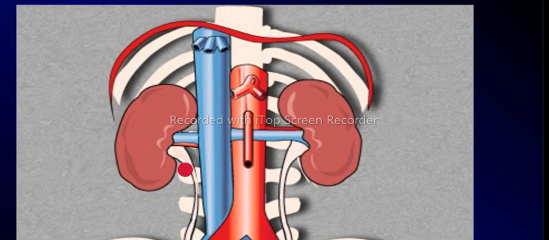Then this is your IVC, I've already talked about it, and then you have your diaphragm there. The diaphragm separates the thoracic cavity from the abdominal cavity. Then, of course, the white in this image is representing bone. So you have the ribs posteriorly, spine there, then you have the bones of the pelvis.